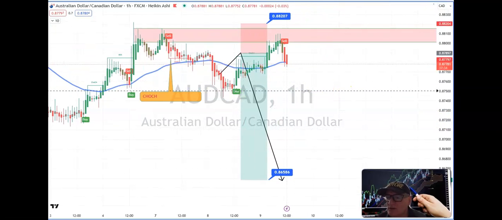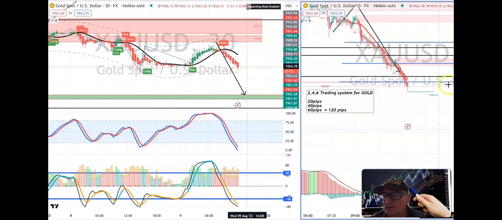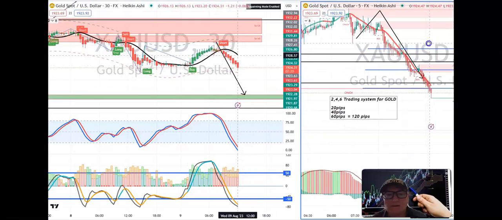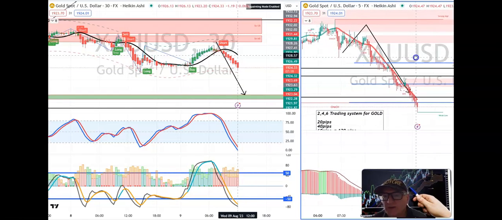Just to let you know that gold has just hit the target of 1924. So happy days. We've just banked 120 pips. Let's go to that for you. See the gold on steroids. There you have it. Gold on steroids, live, falling down, hitting targets, 120 pips. Any questions? Please come back to me.